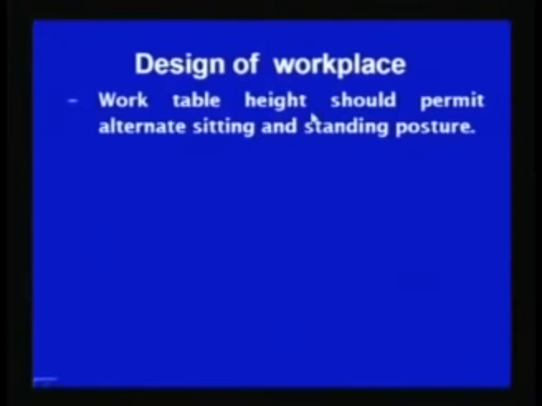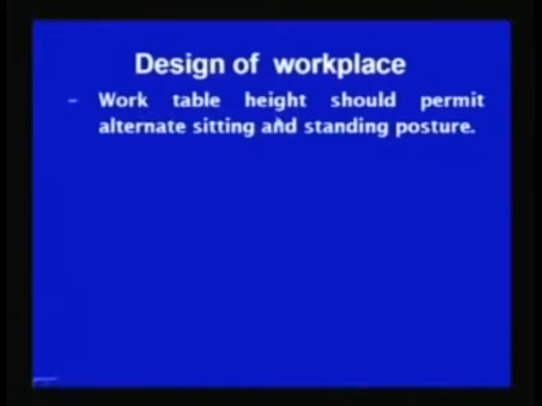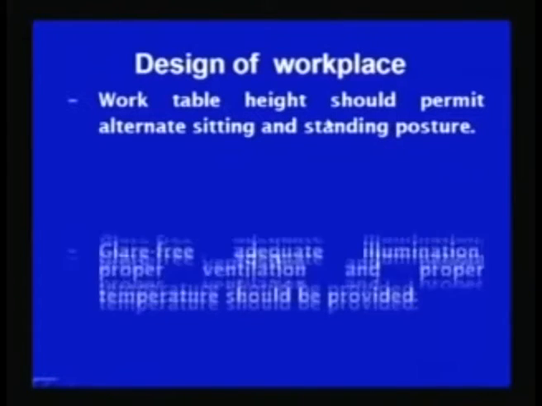Some other points related with the design of workplace, like work table height should allow the alternate sitting and standing posture, so that the fatigue being caused by the work to the operator can be relieved with the alternate sitting and standing posture during the work. So, work table height should be such that it permits the use of alternate working in standing and sitting positions.